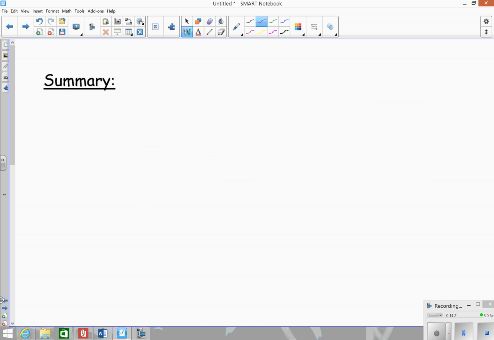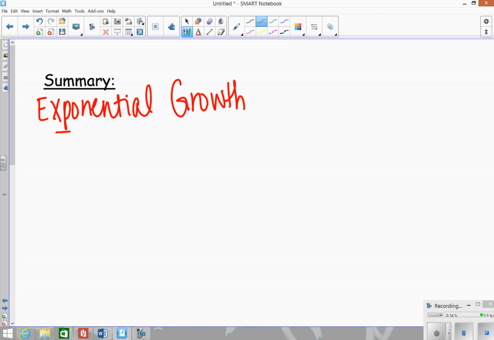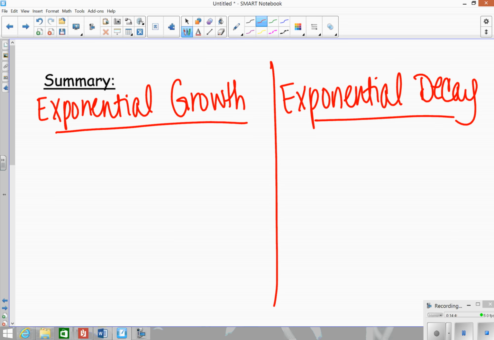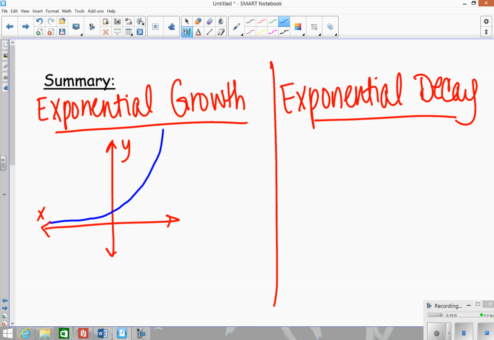So just a quick summary. We talked about two different types of functions. We have an exponential growth function, and then we talked about exponential decay in these two examples. So this is like the general rules that we talked about. An exponential growth function, when you look at the graph, it's always growing. So exponential growth is going to be going uphill. It'll get really, really close to 0, and then it'll just keep going up.